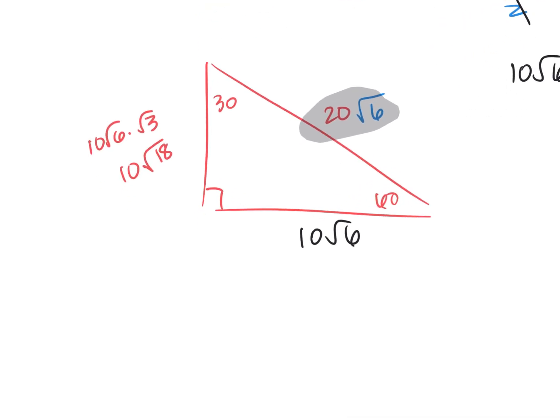Root 18 would be the same as root 9 times root 2. 9 times 2 is 18. Root 9 is 3. 3 times 10. Whew. Yeah? That was a long one.